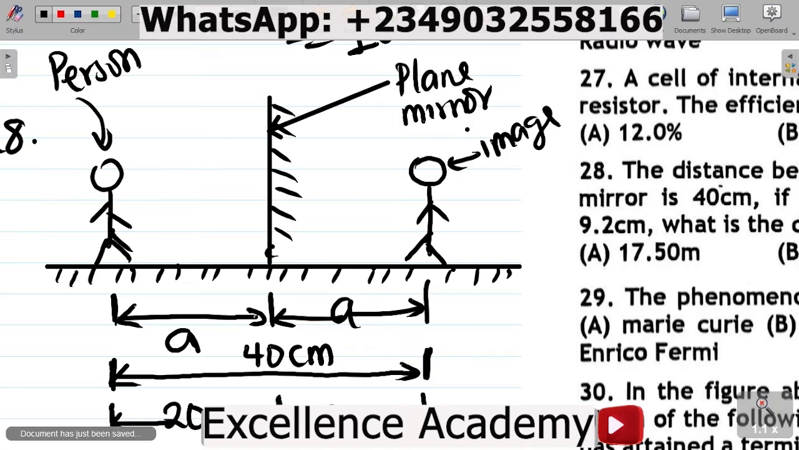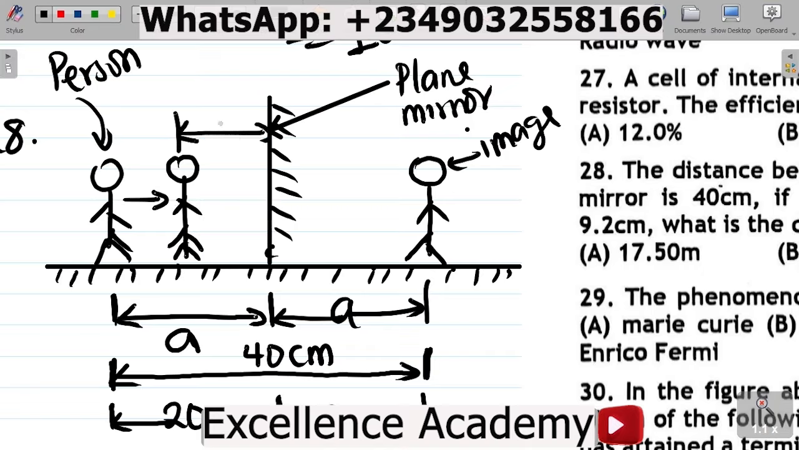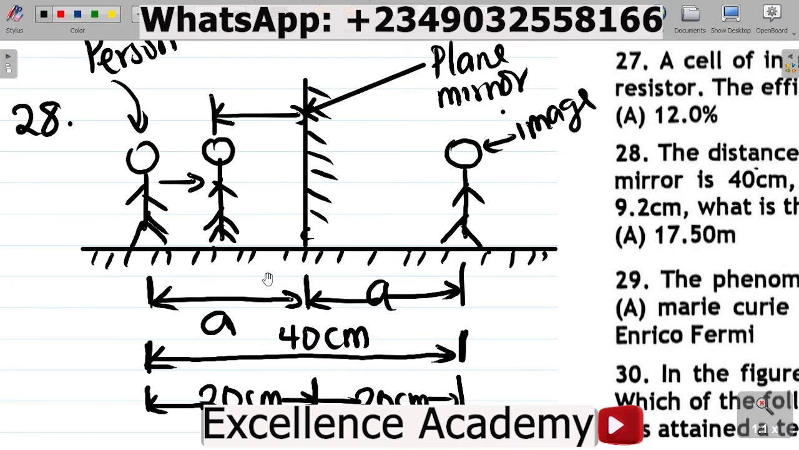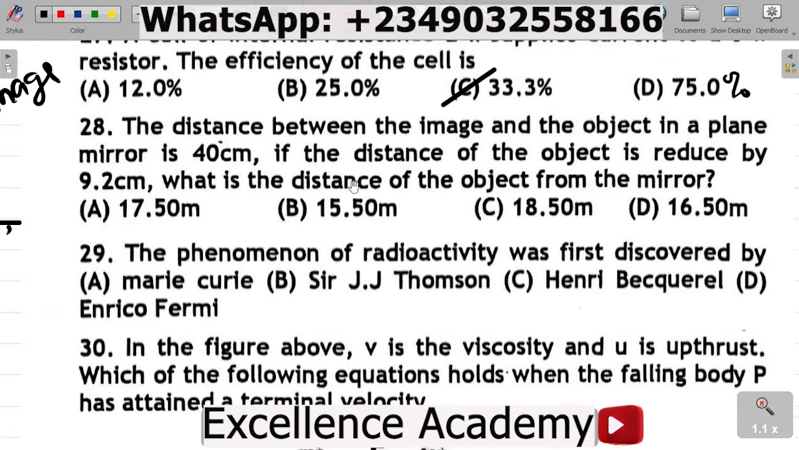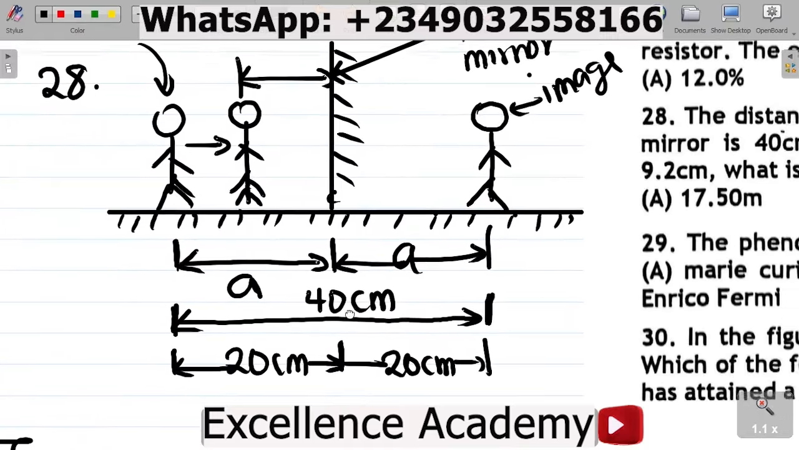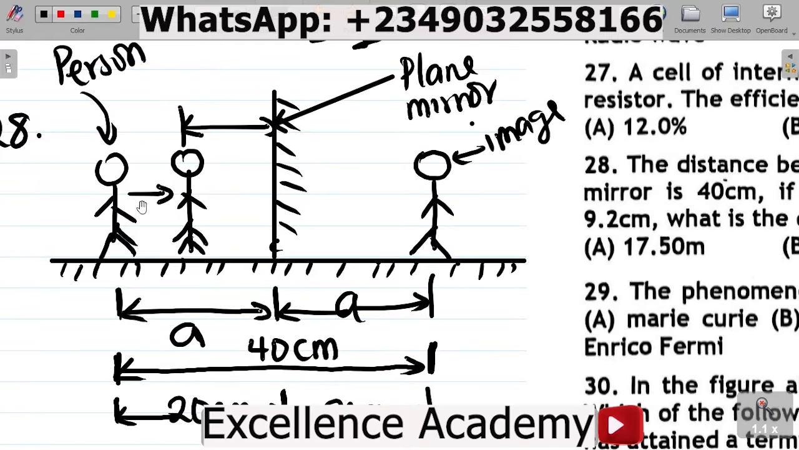That's the concept. Now let me show you this real quick. If this man moves towards the mirror, let's say to this point here, you want to observe that from here to here will be less than 20. You want to know that if I want to reduce the distance of the object, I have to bring the object closer to the mirror. That's the concept there. Now, they said if the distance of the object is reduced by 9.2 centimeters, that means this person came closer to the mirror by 9.2 centimeters.